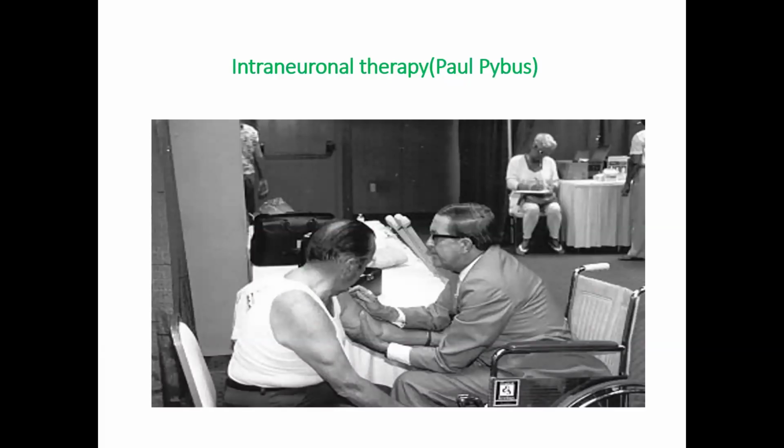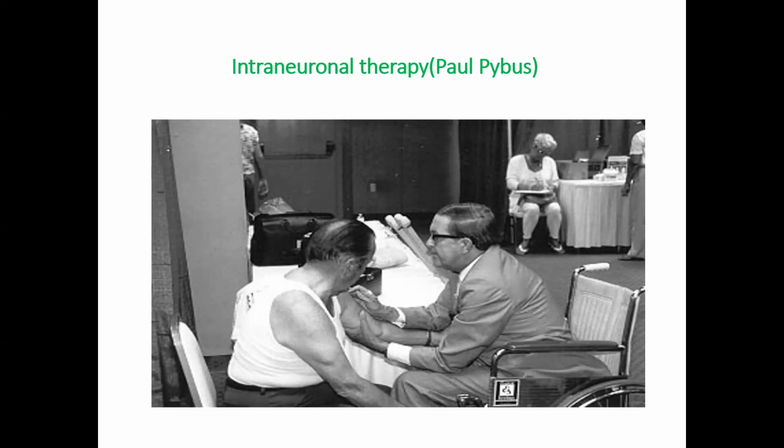Another technique is the intraneuronal therapy by Paul Pybus. And I want to say that Paul Pybus had himself some sort of a rheumatic disease, and he was determined to help the folks. So he developed a technique called intraneuronal therapy. He doesn't really inject inside the nerve. That's a misnomer. But he injects the cutaneous nerves around the joint.